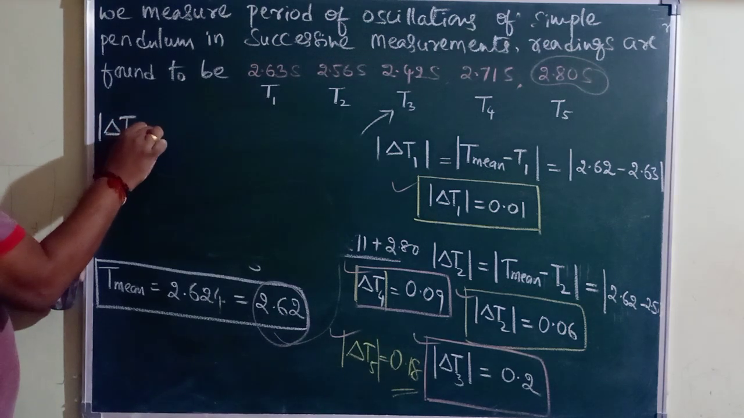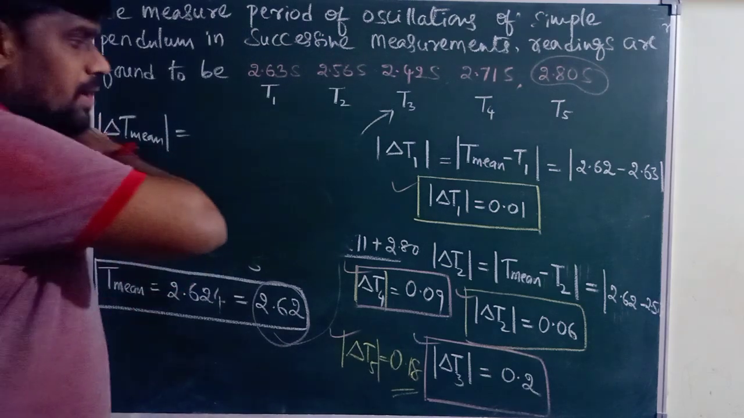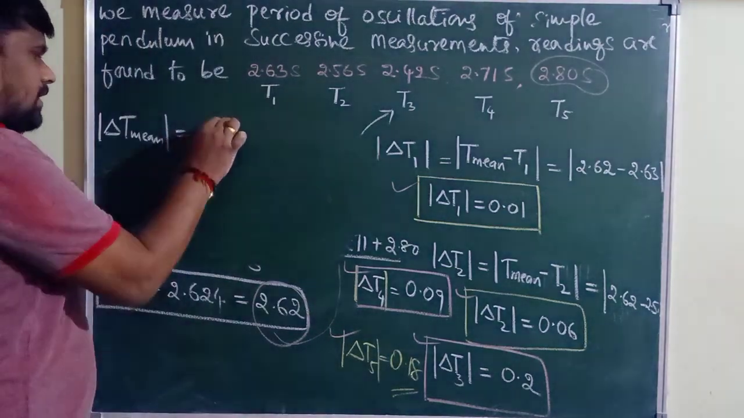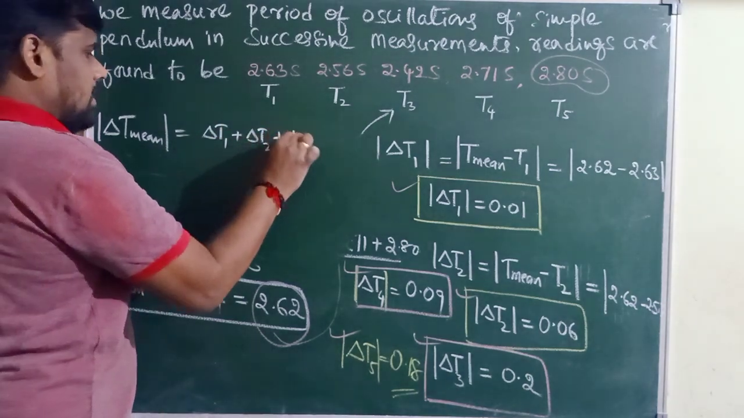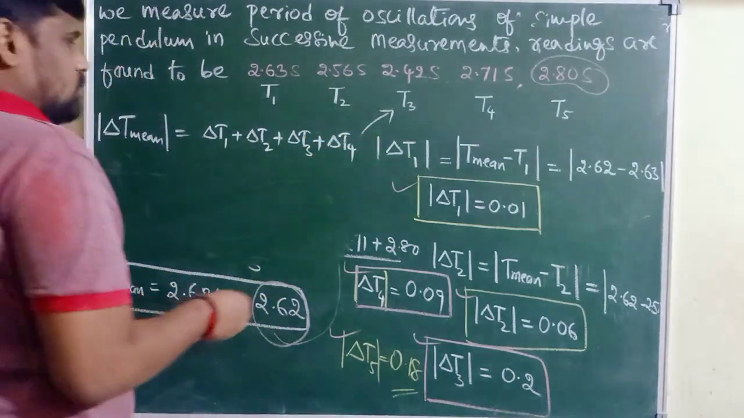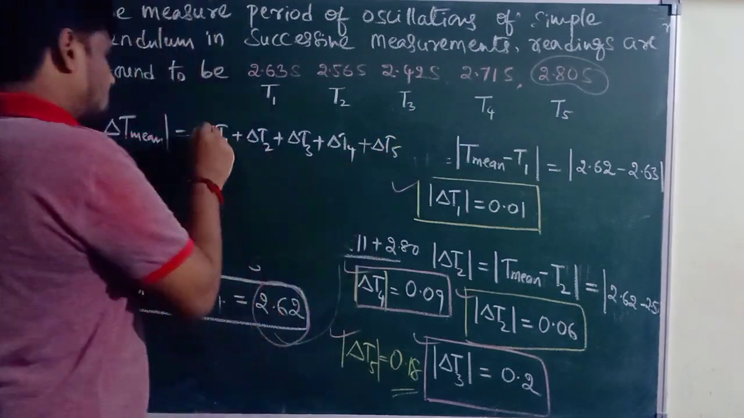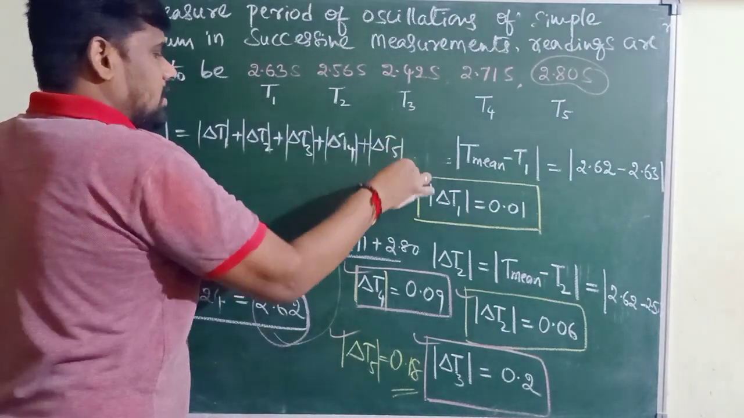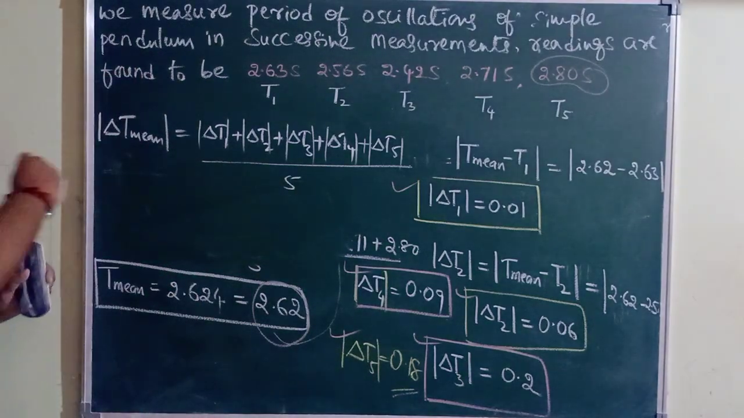That is given by delta T mean. That delta T mean is given by the mean or average of all the delta T's here. First delta T1 plus delta T2 plus delta T3 plus delta T4 plus delta T5. All are modulus here. Understood? Divided by the total 5 readings. Take the mean of all the delta T's here.